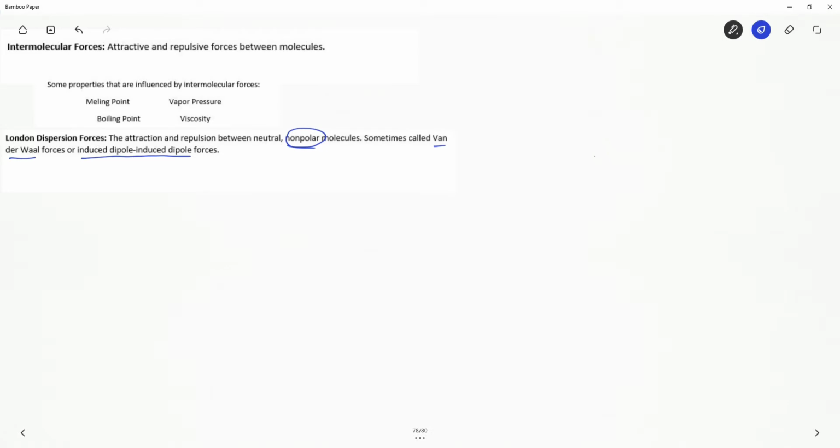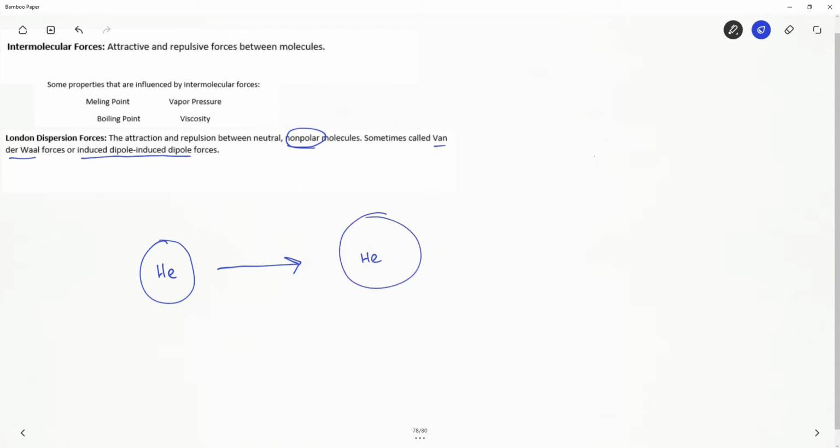So let's take a look at a neutral nonpolar molecule. We're going to choose one of the simplest. Let's do a helium atom. Helium has two electrons that are orbiting the nucleus in the 1s orbital. And what can happen at some point in time is that, let's say, both of these electrons end up on this side of the molecule.